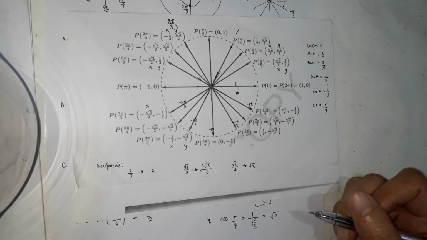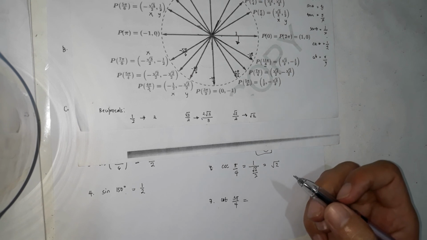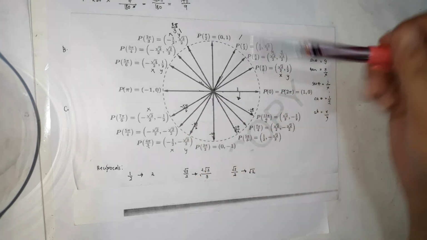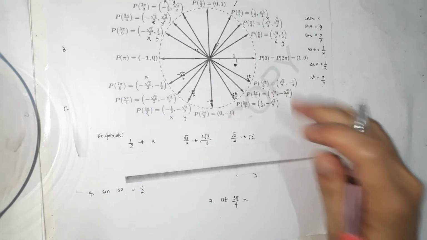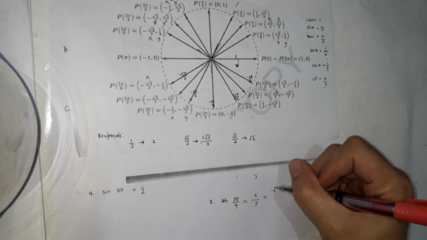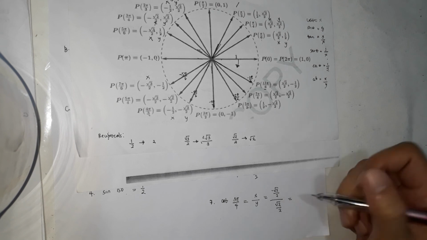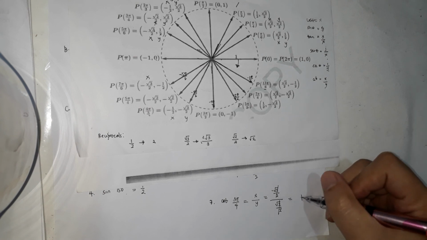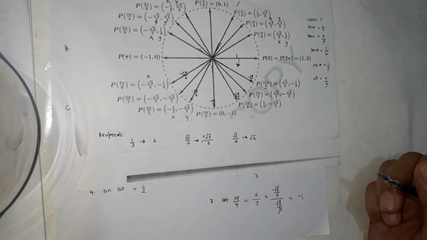Next, cotangent 3 pi over 4. So cotangent of 3 pi over 4, where is 3 pi over 4? So here it is. So 3 pi over 4 is this one. So this is x, this is y. So this is x over y. So x here is negative square root of 2 over 2 over square root of 2 over 2. Any number divided by itself is 1, which makes it negative 1. So that's fast, and I hope you understand.